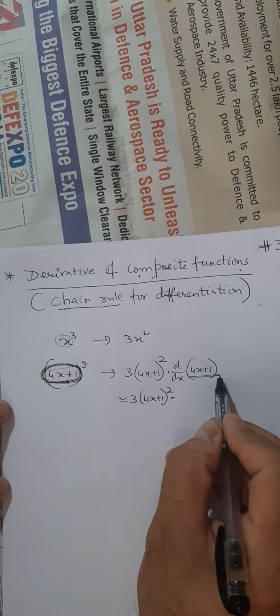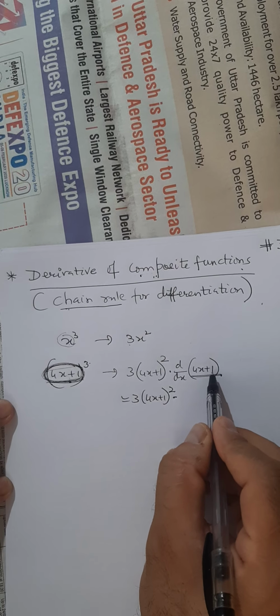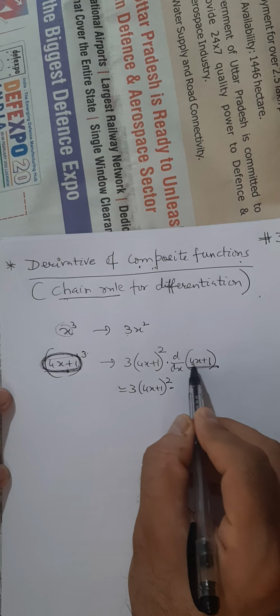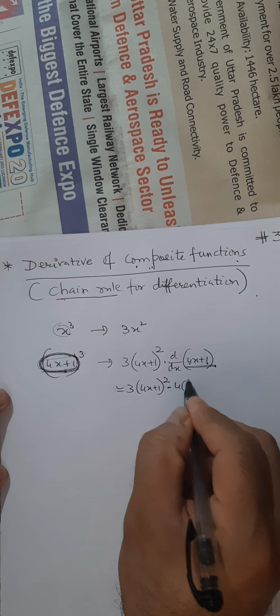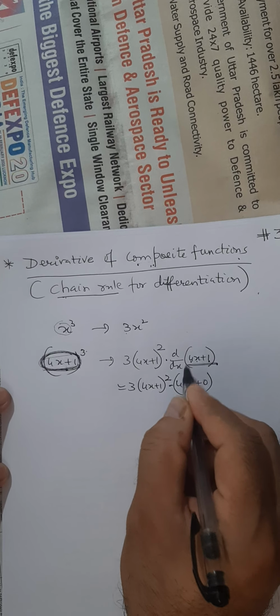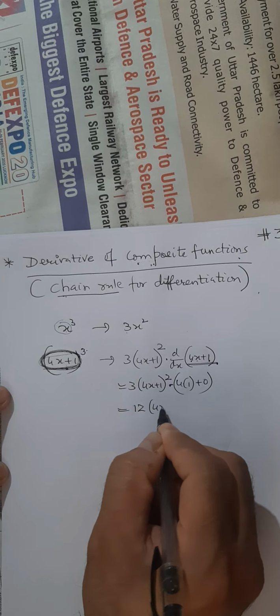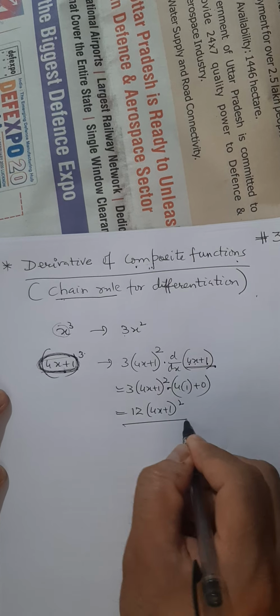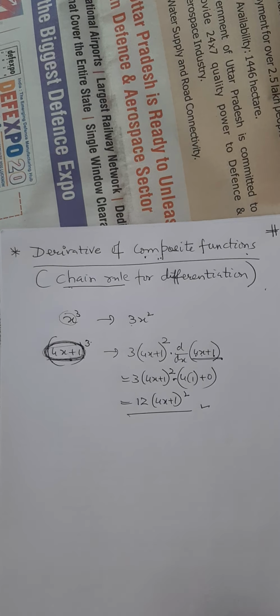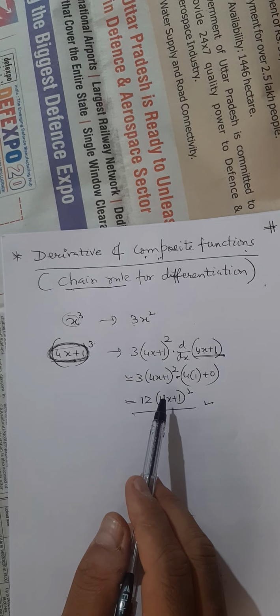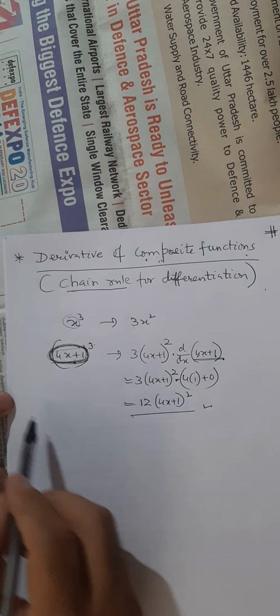Now how do we differentiate? That you know from 11th. Derivative of constant is 0. 4 being constant as it is, derivative of x is 1. So 4 into 1 plus 0. It is just 4, you know. So 4 into 3, 12, 4x plus 1 the whole square. This is differentiation of which function? 4x cube. Okay, I'll take one more.